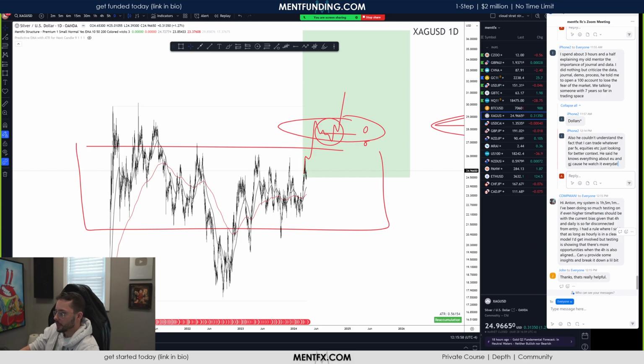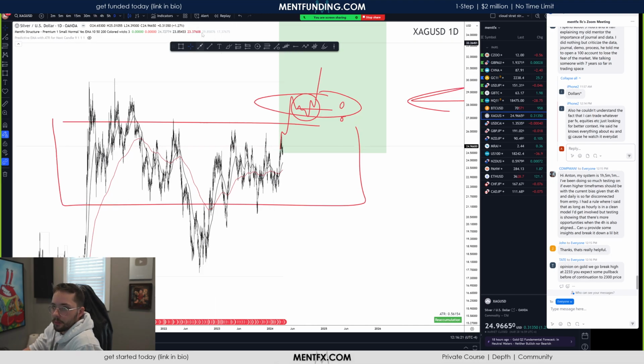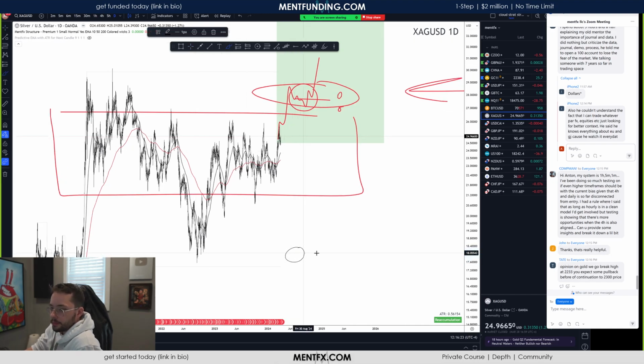Compman says, hi Anton, my system is 1 hour, 5 minute, 1 minute. Cool. I've been doing so much testing. Even the higher time frame should be with the current bias, given the 4 hour and daily are so far disconnected from entry. I had a rule where I said that as long as the hourly isn't a clean model, I'd get involved, but testing is showing that there are more opportunities when the 4 hour is also aligned. Can you provide some insights and break it down a bit? Sure. Here's your insight.